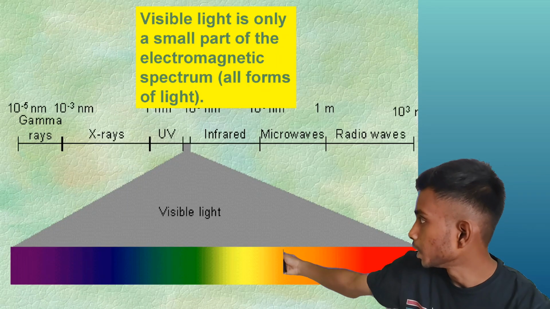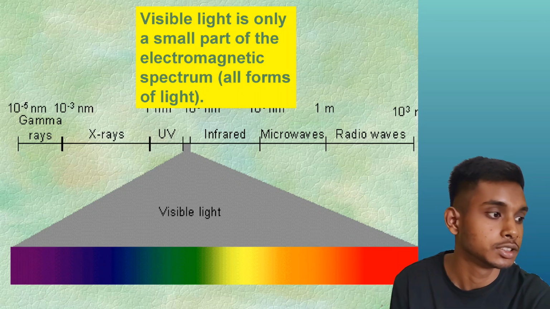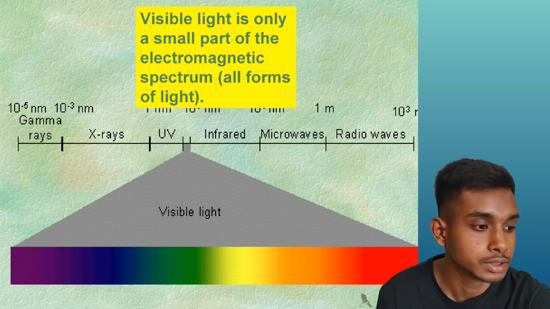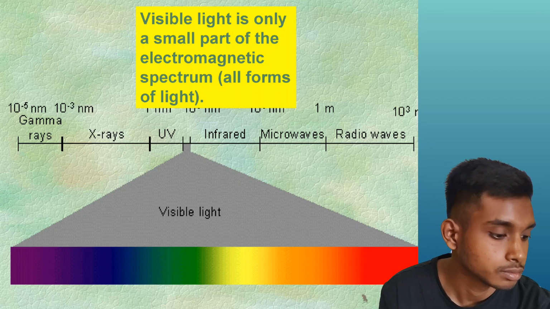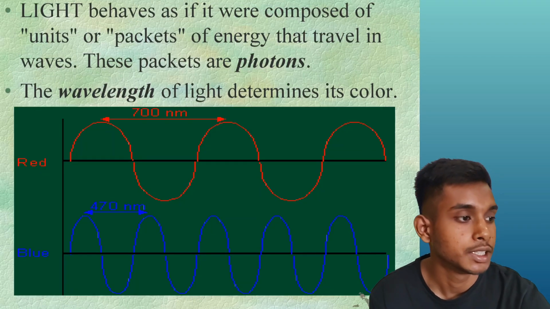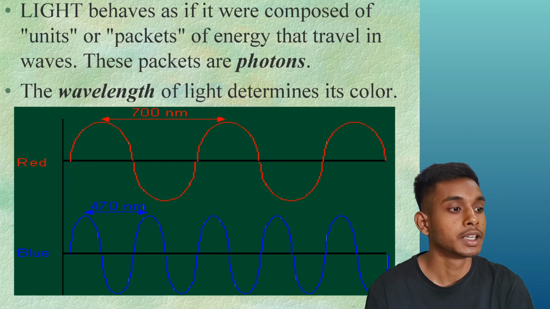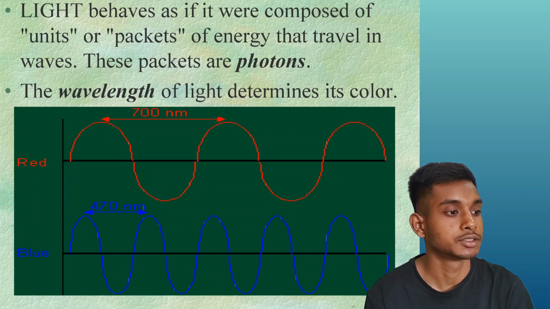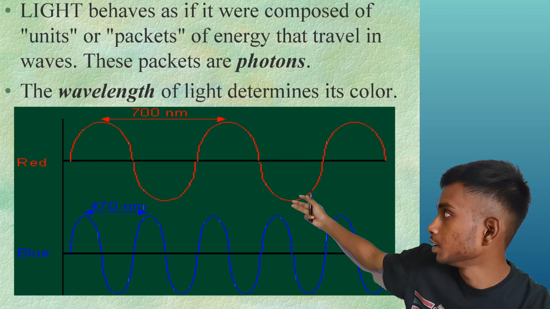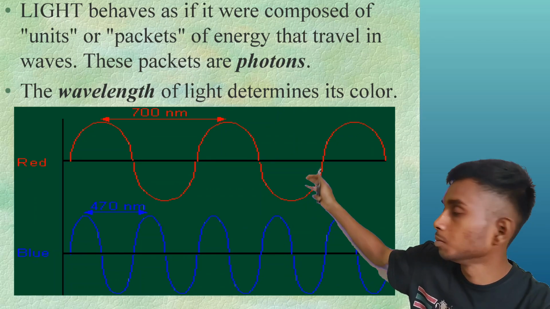This is the light spectrum. Visible light is only a small part of the electromagnetic spectrum. Next slide. Light behaves as if it were composed of units or packets of energy that travel in waves. These packets are photons. The wavelength of light determines its color. Wavelength representation of light is given below.